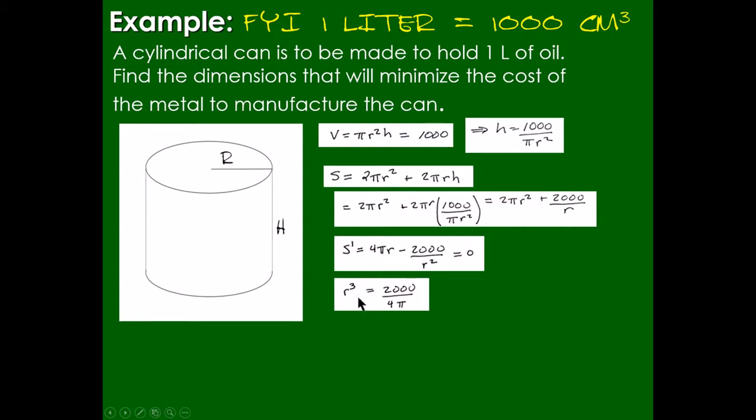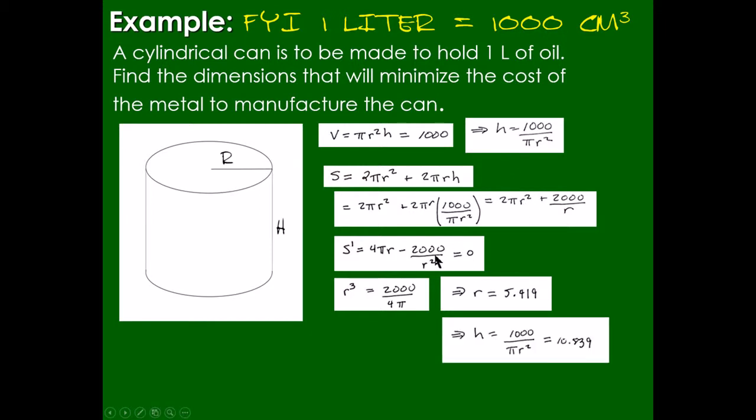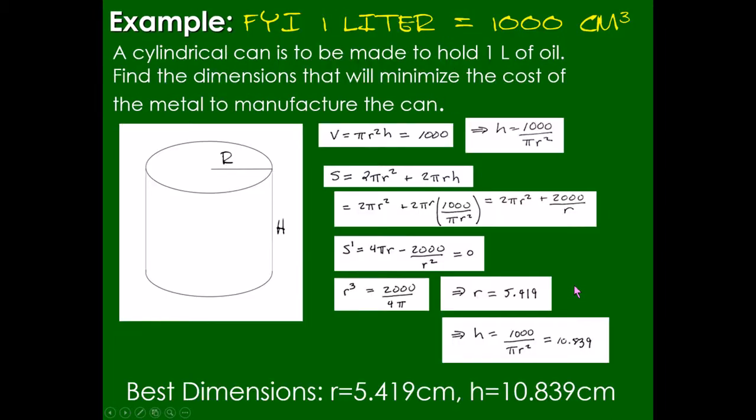2,000 over 4 pi, which means r is equal to 5.419. Thank you, calculator. Plug that back into my h, and I get that h is equal to 10.839. So the best dimensions for this oil can is the radius is 5.419 centimeters, and the height is 10.839 centimeters.